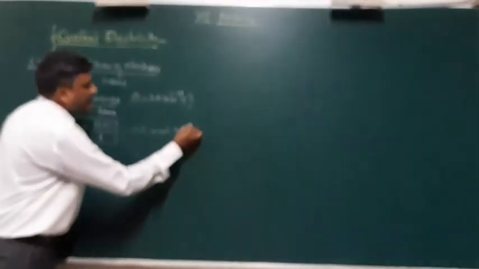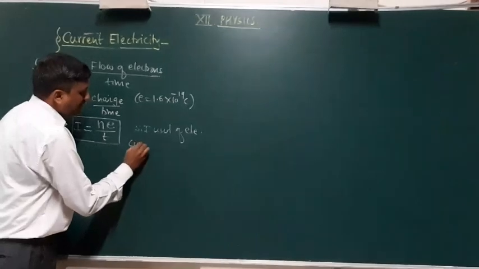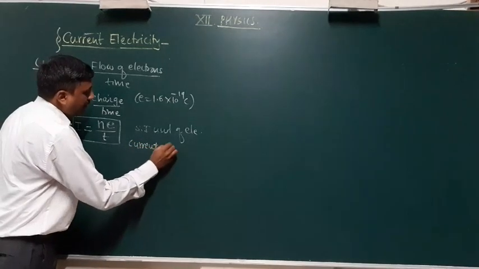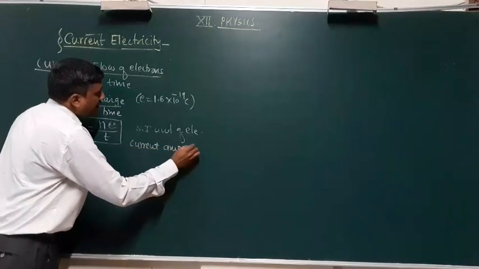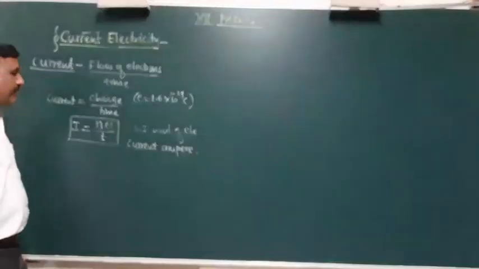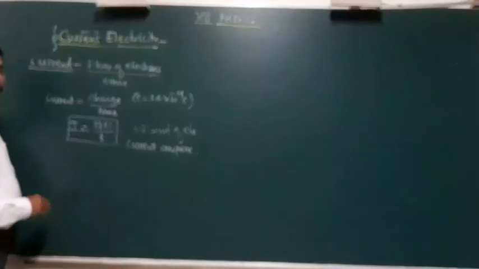And the SI unit is very simple. The SI unit of electric current is ampere.